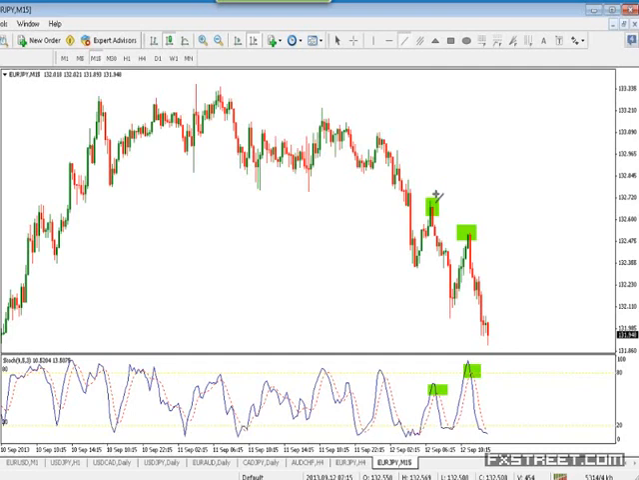There you go. So you have a regular pullback in a downtrend where the pullback does not take out the previous high. It's a lower high, and your stochastics stretch way above. And look at the move on the 15-minute. You would have taken a pretty nice move. Right, so this works on all time frames.